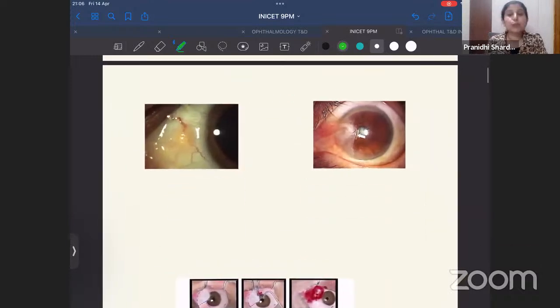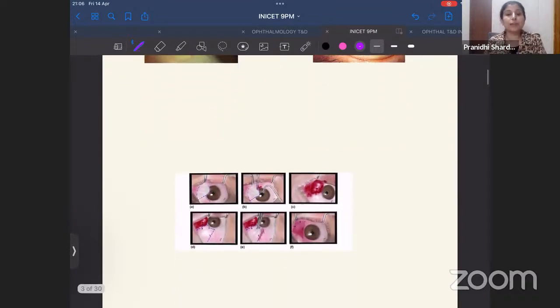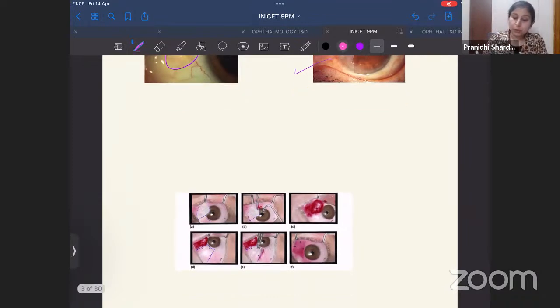Now we know that there are two main types of conjunctival degeneration: one is the pinguecula and the other is the pterygium. Pinguecula is a yellowish-white nodule-like degeneration of the conjunctiva, and pterygium is a triangular fibrovascular growth. One thing you should also learn is another surgery for the pterygium.